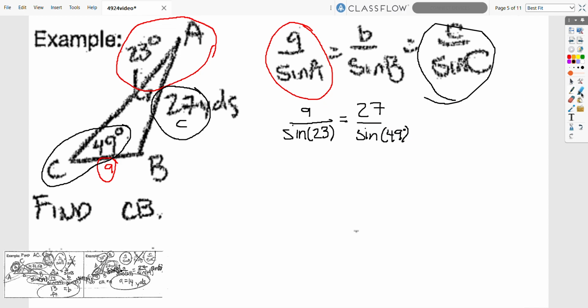But we're trying to solve for this variable here, so we want to get that variable by itself by multiplying by sine 23 on both sides, because that will cancel out. Bring down that A. When you put this all in the calculator, 27 divide sine of 49 degrees, close a parenthesis, then multiply all of that by sine of 23, then you will get 14 yards.